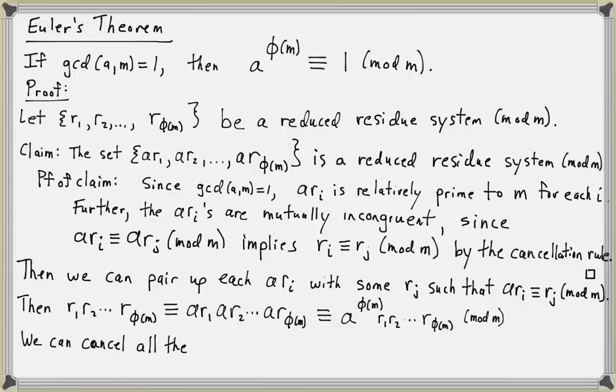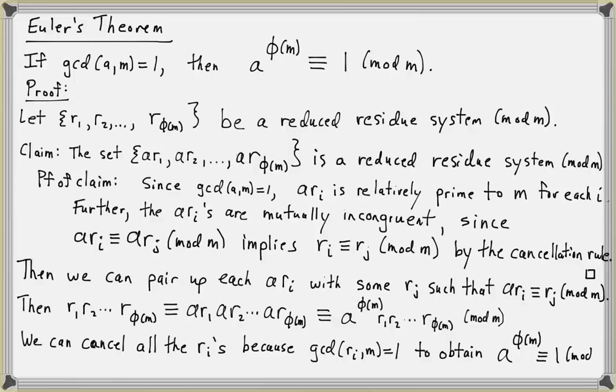So we can cancel all the r_i's, because they're relatively prime to M. And when we cancel all the r's, we just get a to the phi of M on one side, and that must be congruent to 1 mod M. So this finishes the proof of Euler's theorem.